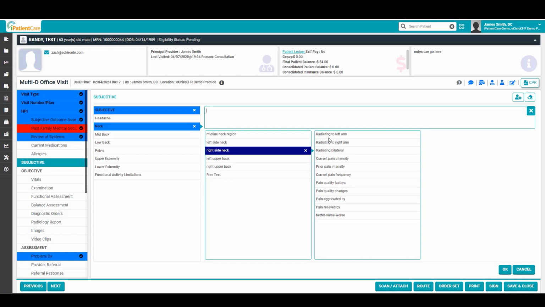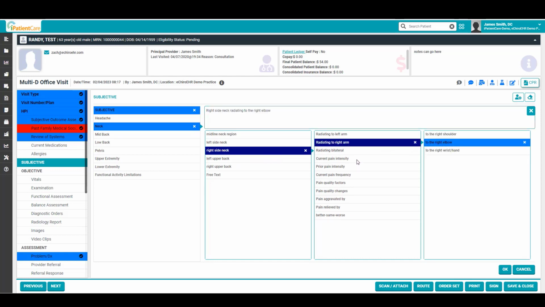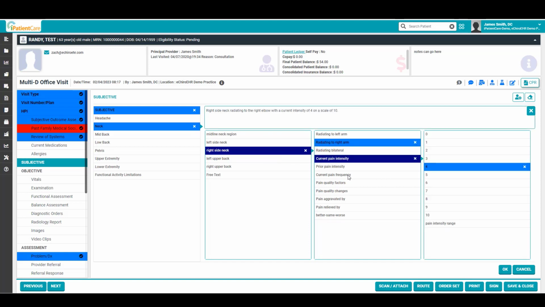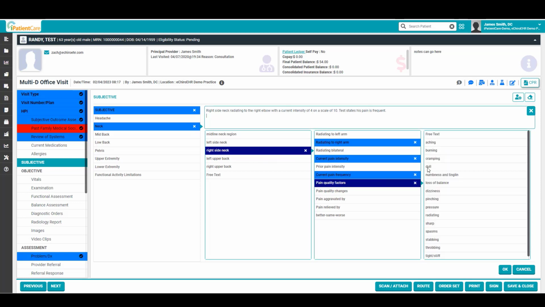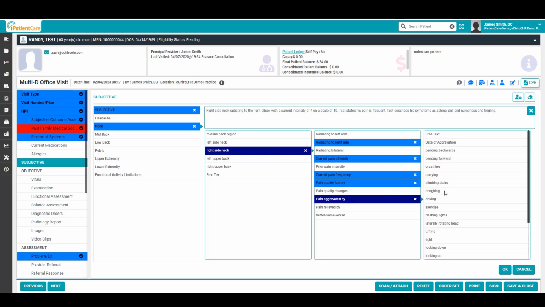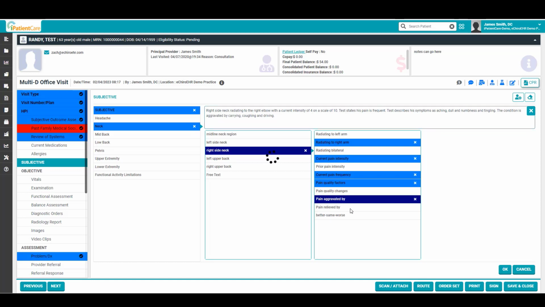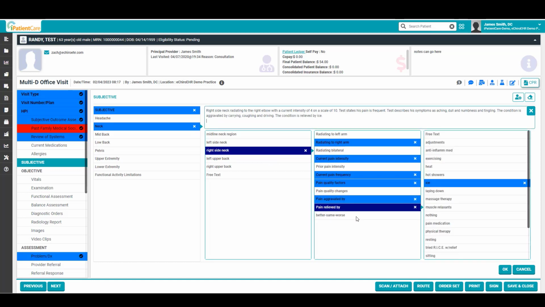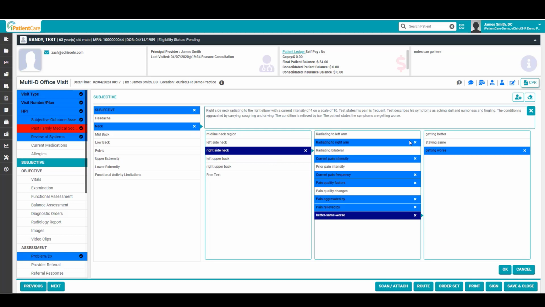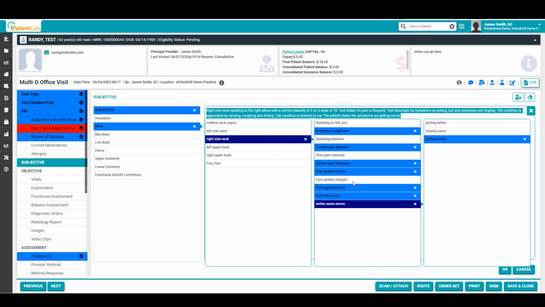Patient comes in with right-sided neck pain, radiating right arm pain to the right elbow. Current pain intensity is at a 4. Current pain frequency is frequent. Pain quality factors, aching, dull, numbness and tingling. Pain is aggravated by driving, coughing, carrying. Pain is relieved by ice, and it's getting worse. And there we've documented that chief complaint. Moving on to the objective.